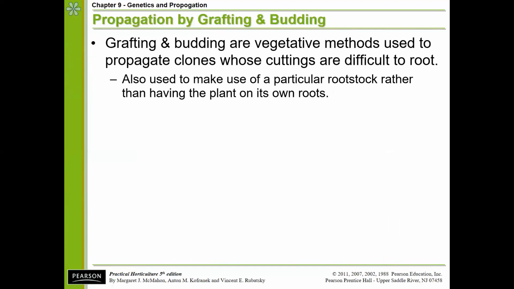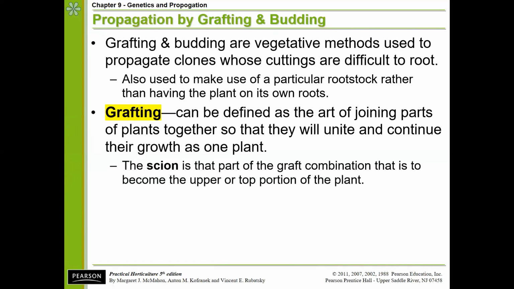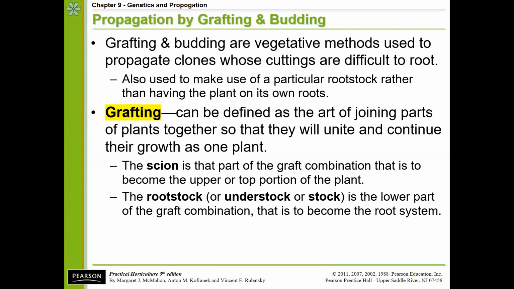Let's talk about grafting for a second. And grafting and budding. Budding is really just a type of grafting where you're only using one bud to graft. Basically, we're joining parts of two different plants together so that they unite and continue to grow as one plant. It involves the scion, which is the upper part that will eventually become the above ground part of the plant, and then the rootstock, which is the lower part that becomes the root system.